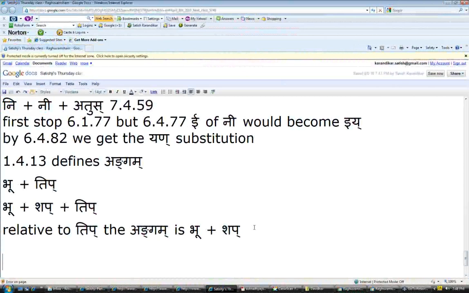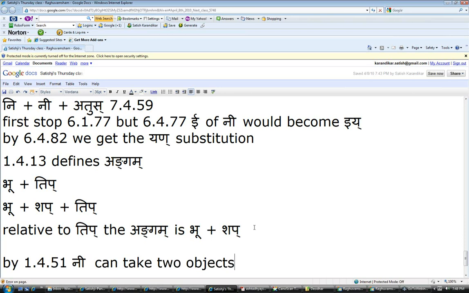Because obviously we must have, by 1451, even though Panini doesn't list these out, Patanjali does, and he tells us only these 16, 12 plus 4 and synonyms, will make it into this. So ni can take two objects. Okay, so now what do we have in our shloka? Which two objects do we have now?